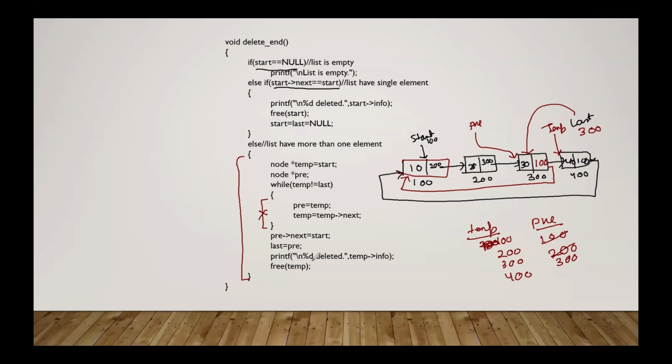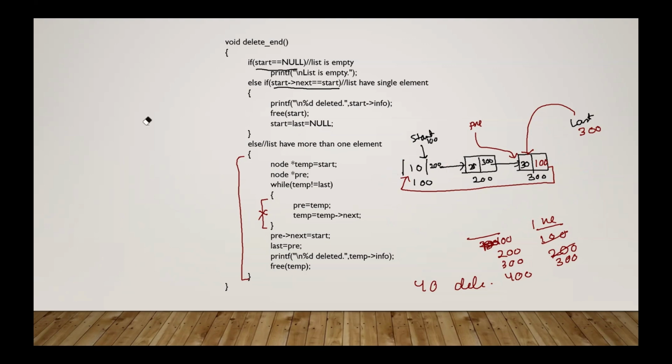Then print "%d deleted" with temp info. What is temp? Temp equals this one. So the info is 40. The output will display 40 deleted. Then free temp, which means this memory we have to delete. So here we are going to delete temp. Once the deletion happens, its connection is also gone. So once the connection is gone, deletion at the end position is done.